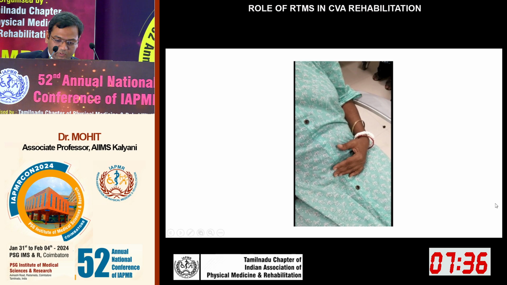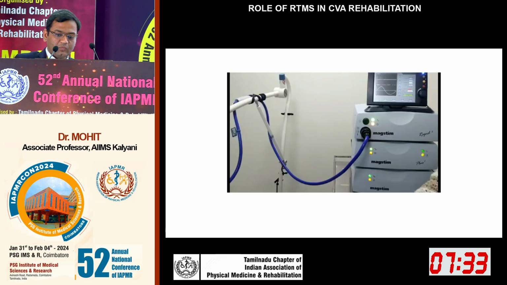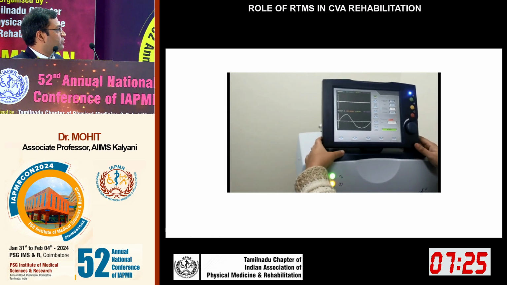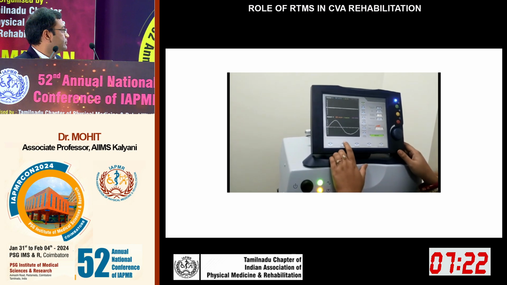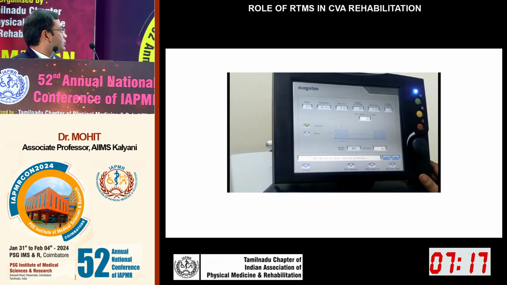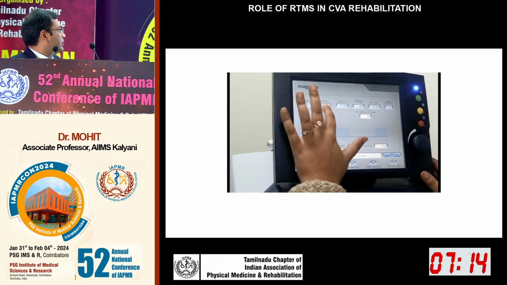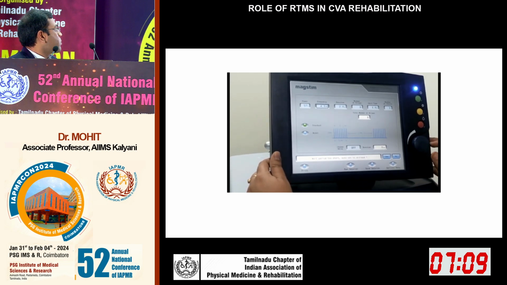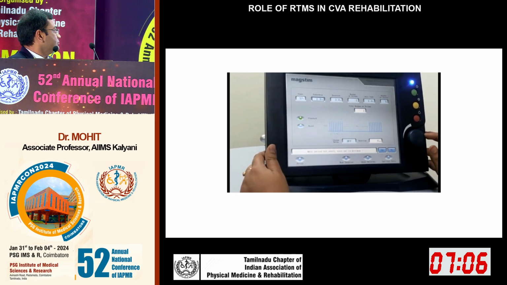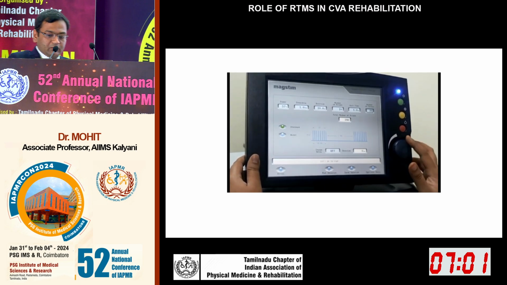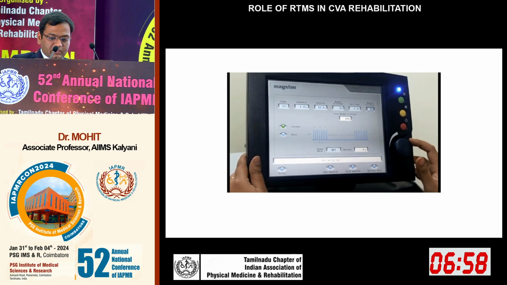So after deciding the MEP, we now place the value in the machine. We first set it to repetitive mode. We first set the frequency to low frequency. We set it to 1 Hz. The MEP is already set at 57%. Then we set the train frequency, we set it to 60. Now our machine is ready to run.